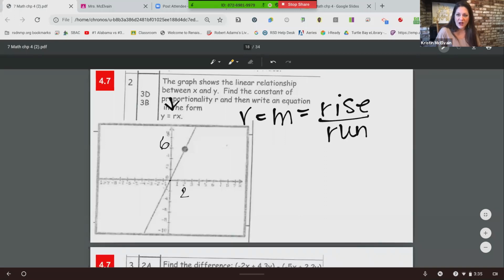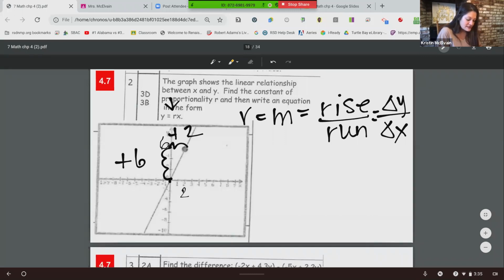R is m, so slope is rise over run. Okay, so the rise is the change in y over the change in x. So how did it change from here up to here? That's our change in y or our rise. And it went up. It's counting by twos. So 2, 4, 6. Okay, it went up 6. And then it's going to run or change in x by 2. Okay, so my rise is 6. My run is 2. So it's going to be 3 if I were to simplify that.